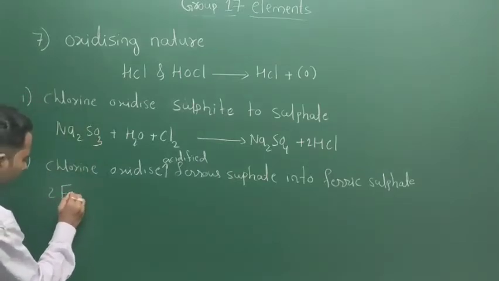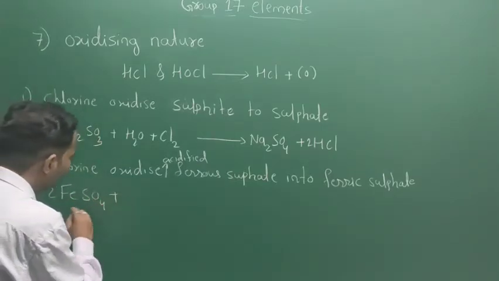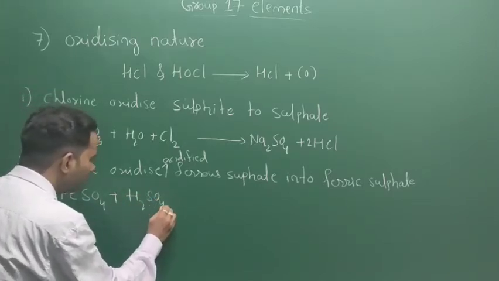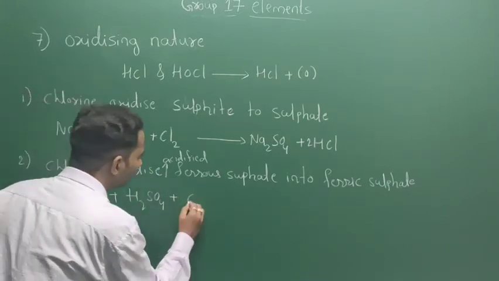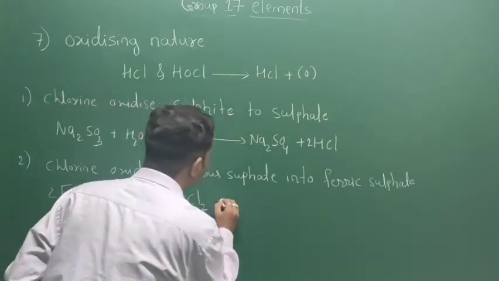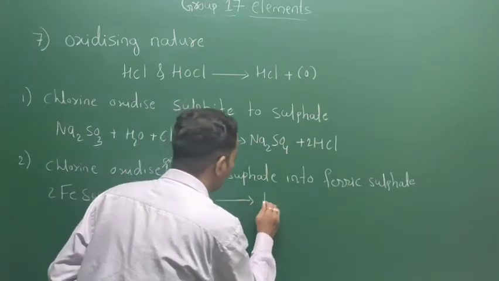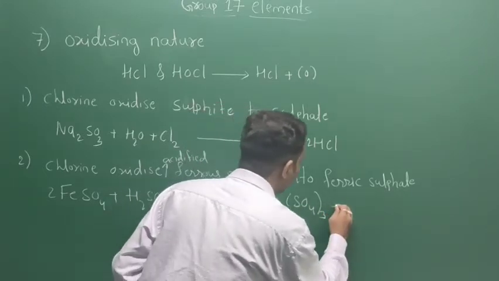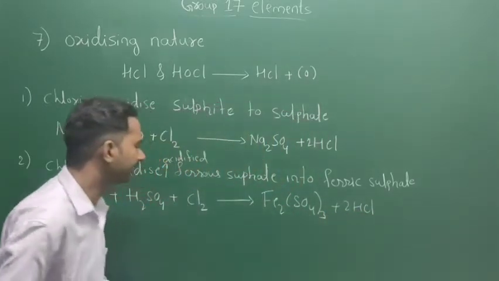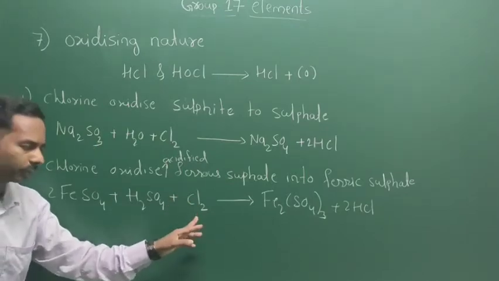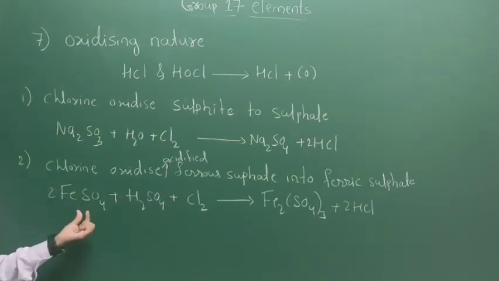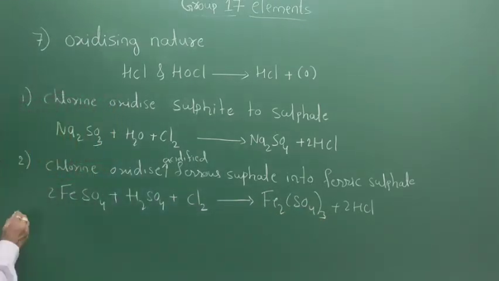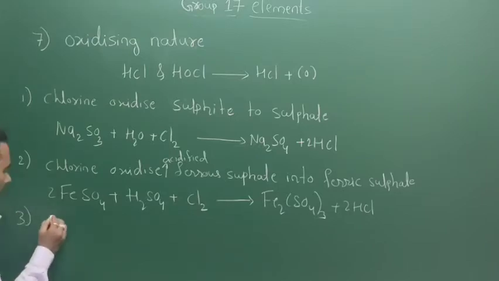So here this ferrous sulfate, or acidified ferrous sulfate, is treated with chlorine, forming ferric sulfate with HCl. So here chlorine oxidizes acidified ferrous sulfate into ferric sulfate.